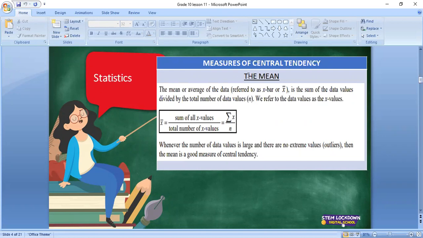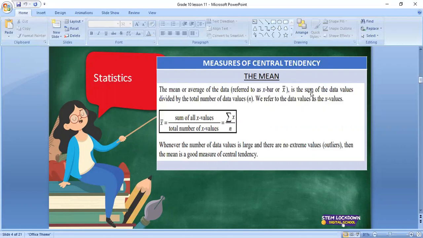So starting with the mean, what do we mean by the mean? The mean or average of the data is represented with the symbol X bar. In your calculator, you will also find X bar written on some part of it. So the symbol for mean is X bar.